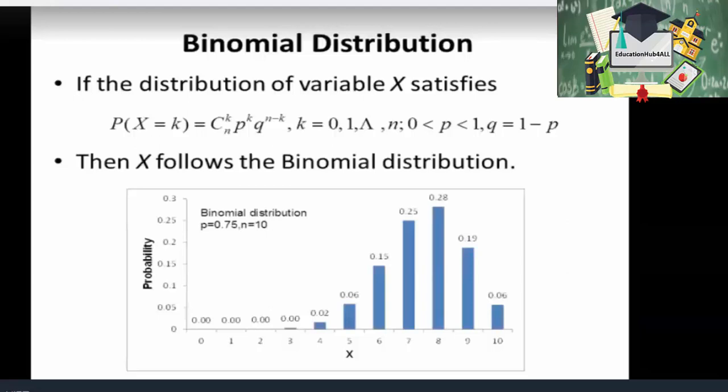The black number is less than 2. I didn't say anything else. So less than 2, what does this mean? It means x equals 0 or 1. So if you add the probability for 0 and 1 there, that's the probability I asked.